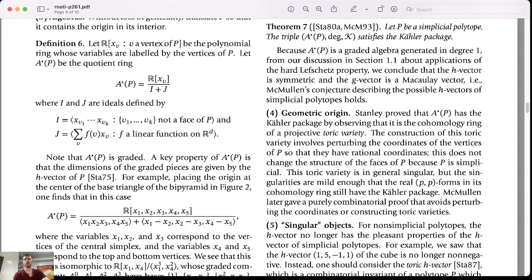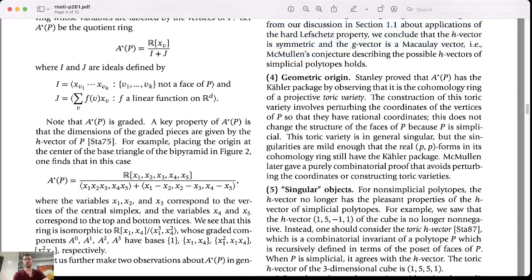Theorem: let P be a simplicial polytope. The triple (A^•(P), deg, K) satisfies the Kähler package. Because A^•(P) is a graded algebra generated in degree 1, from our discussion above about applications of the Hard Lefschetz property, we conclude that the h-vector is symmetric and the g-vector is a Macaulay vector, i.e. McMullen's conjecture describing the possible h-vectors of simplicial polytopes holds.